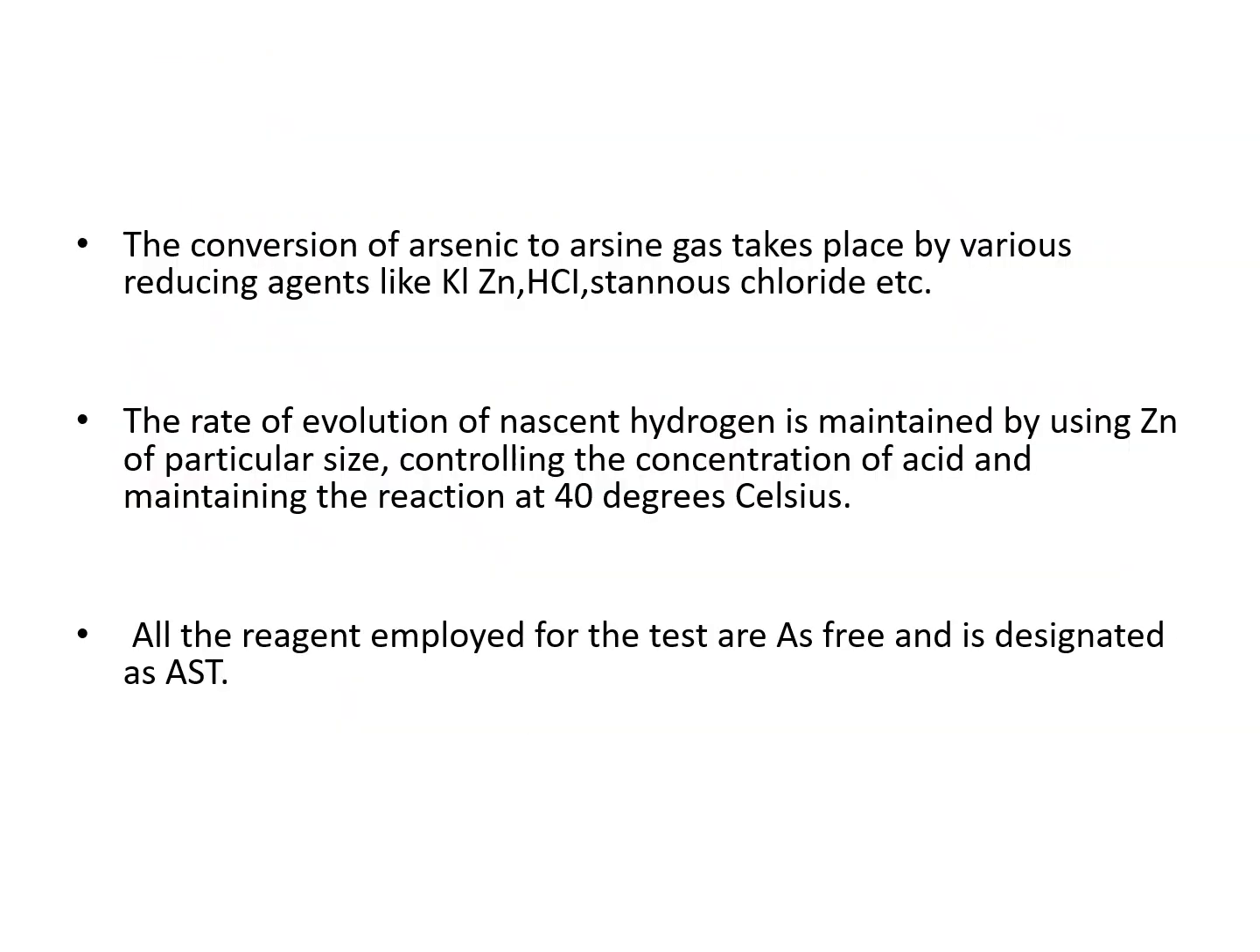In this slide, we are explaining the various reducing agents used for the production of arsenious acid from pentavalent arsenic acid. We also maintain a temperature of 40 degrees Celsius and a particular size of zinc to control the concentration of acid and the evolution of nascent hydrogen. All the apparatus and all the reagents used for this experiment should be arsenic free.